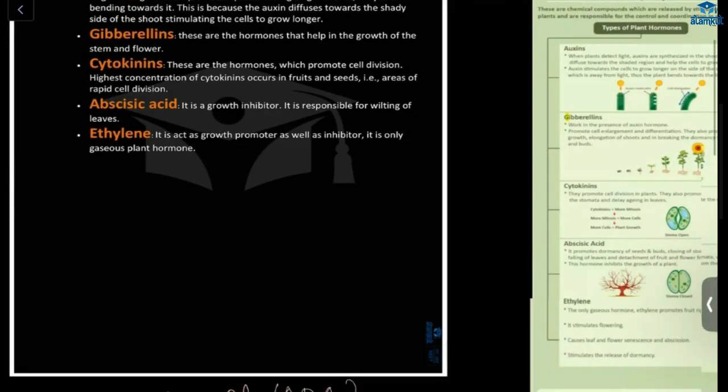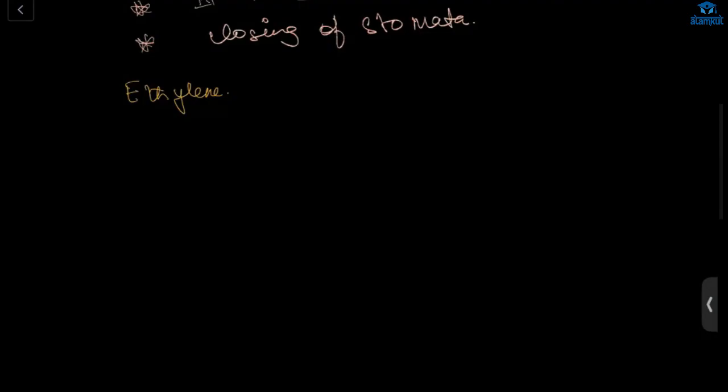Lastly, we have ethylene. This is the gaseous hormone. That means at room temperature, it is in the form of gas. So it is produced in the fruit and it will remain in the same fruit. Unlike the other hormones, its site of synthesis and site of action are not different. Wherever it is synthesized, there it works.